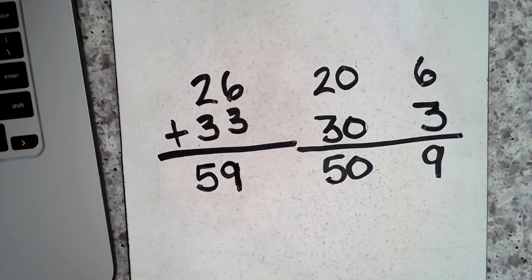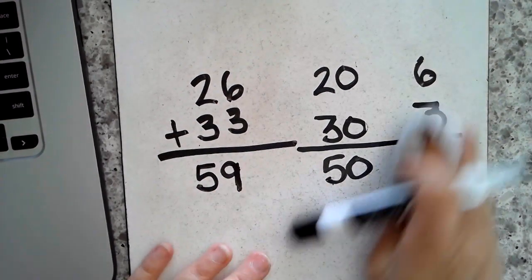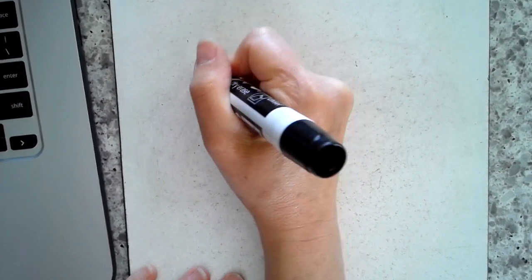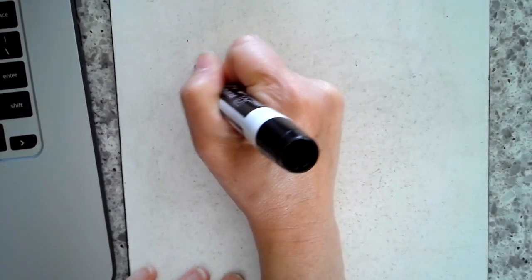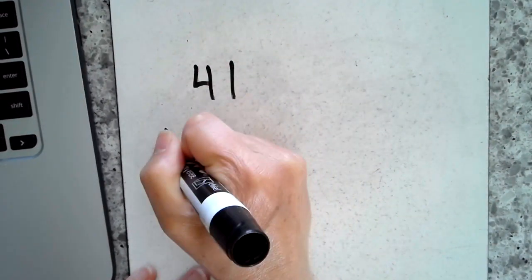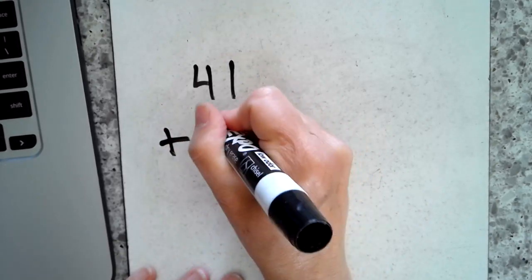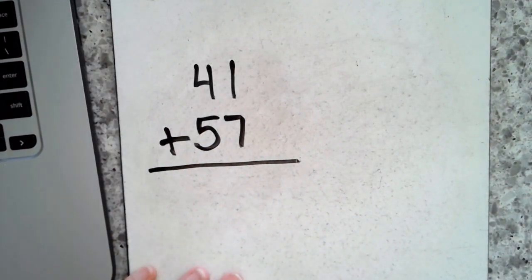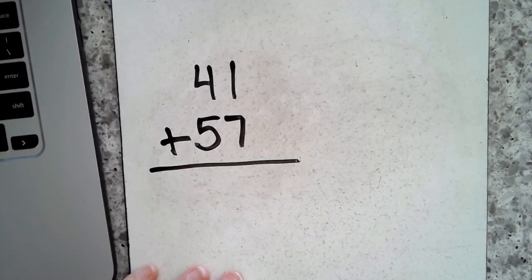All right, well, let's try one together. So let's add together 41 plus 57. So go ahead and write that on your paper, on your board. Pause if you need to.